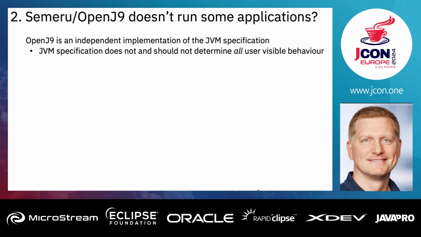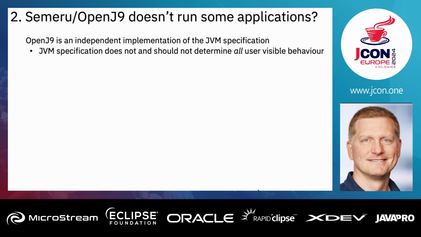No, not too bad. Okay, so the second adoption path that I'm going to talk about is what happens if you try Semeru OpenJ9 and it doesn't run some of your applications, so you run into problems. And I think the biggest problem behind this, or the root cause of this issue, is basically OpenJ9 is an independent implementation of the JVM specification, but the JVM specifications don't really describe all user behavior, and we don't want them to either, right? User-visible behavior would include performance, startup time, and memory footprint use, and all of that stuff.